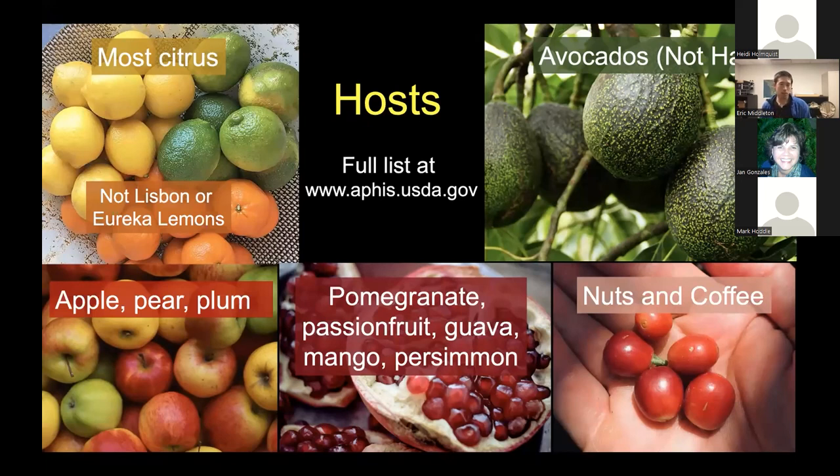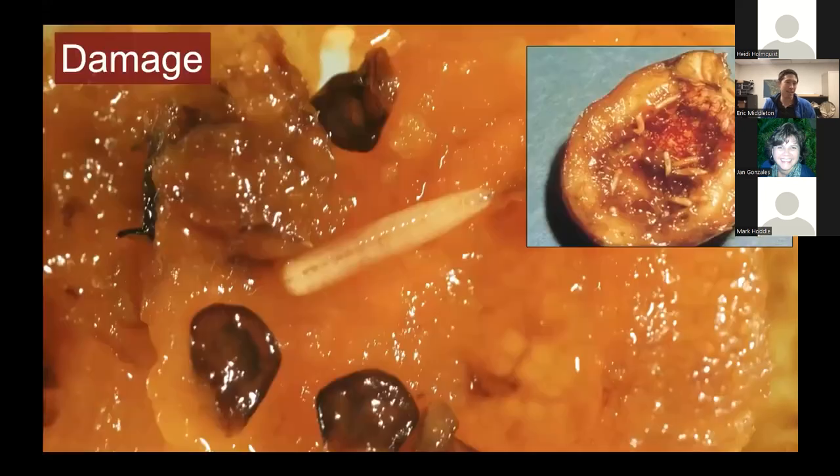And a full list is available at aphis.usda.gov. So you can check it out there, or there's also a link at the end of the presentation that you can take a look at and verify that whatever you might be looking at could or could not be a host for them. But pretty much everything other than Eureka and Lisbon lemons and Hass avocados, if it's a fruit, they're likely to be on it.